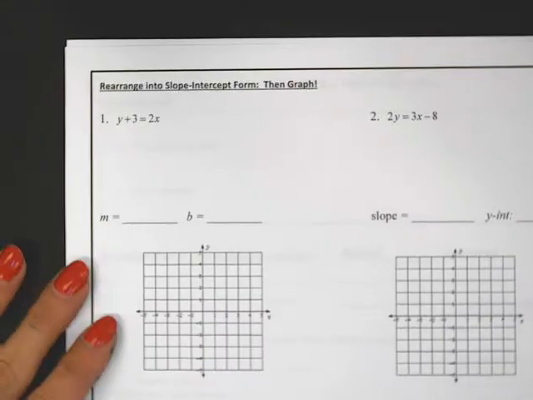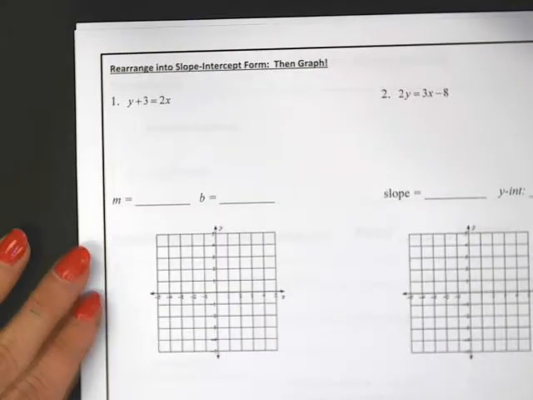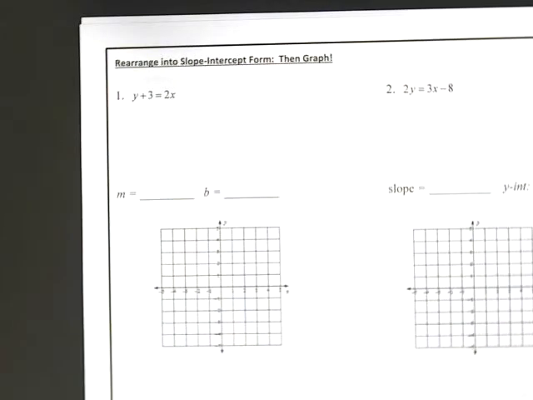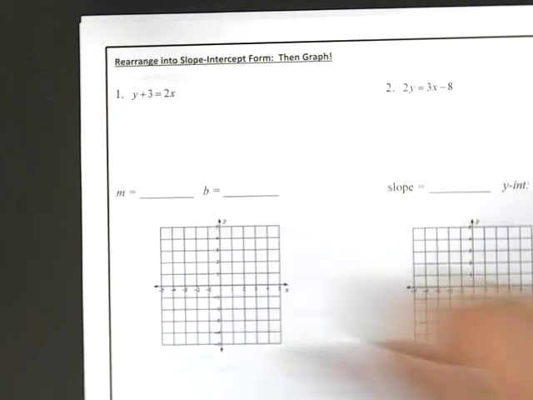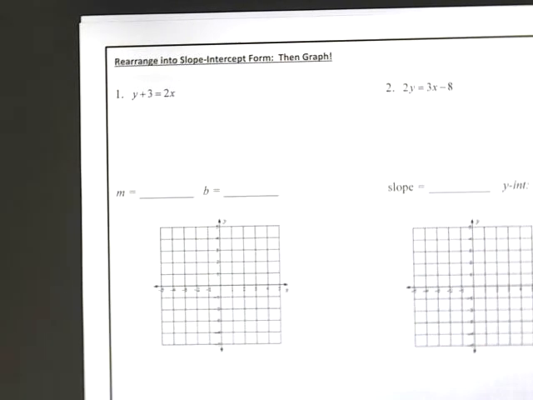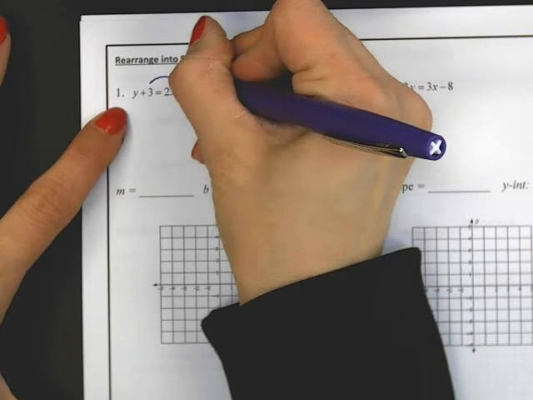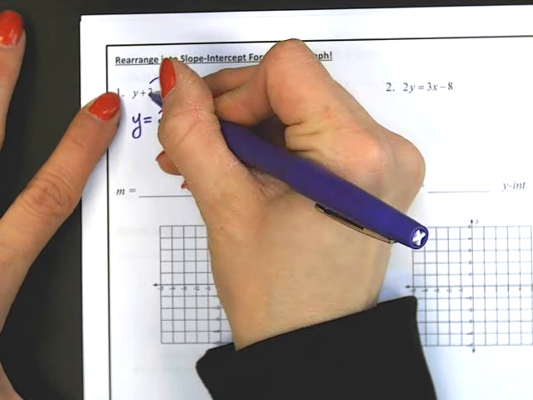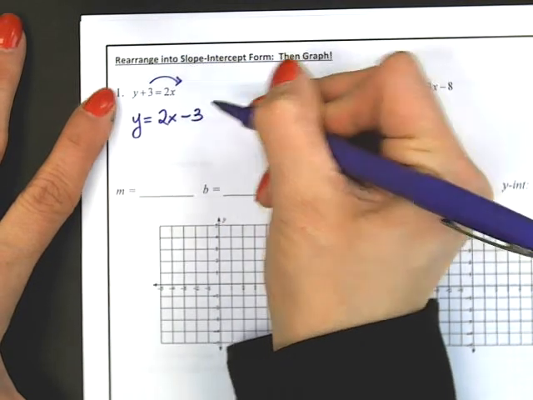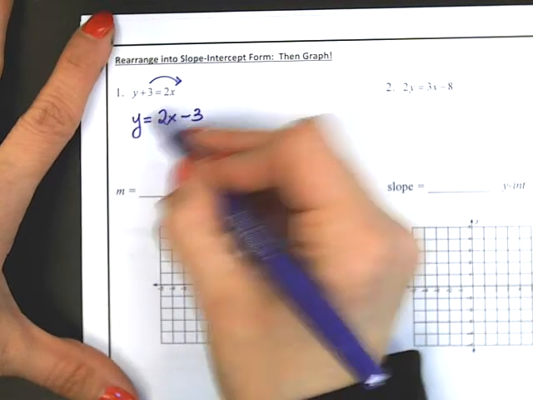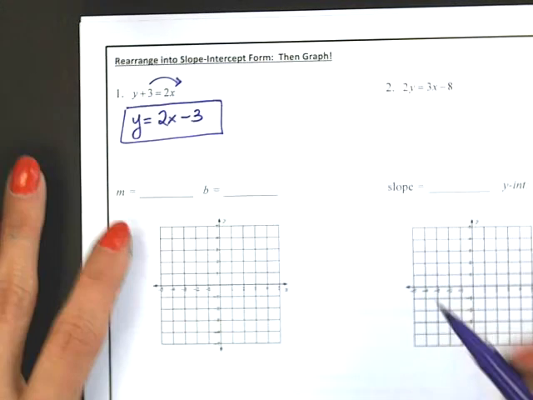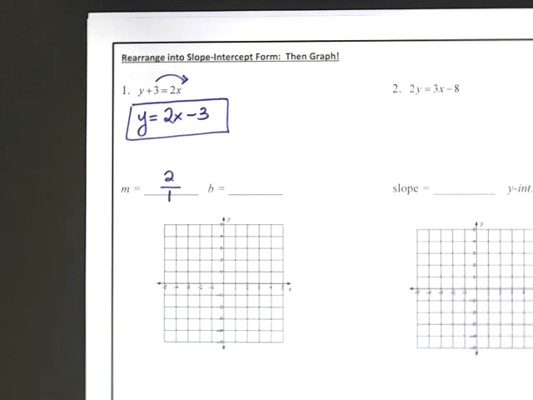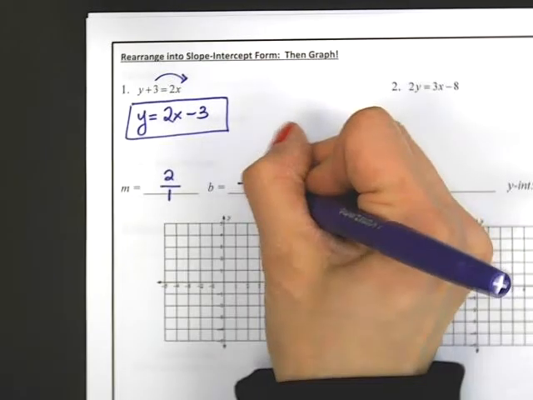All right, on the next page here, we're going to do a little rearranging. And sometimes this is where it gets a little weird with getting it into slope-intercept form first. So we're going to move the 3 to the other side, and we're going to say 2x, and then the positive 3 becomes a -3. Now that it's in slope-intercept form, we can go ahead and graph. The slope is 2, or maybe I'll say 2 over 1, and the b value is -3.